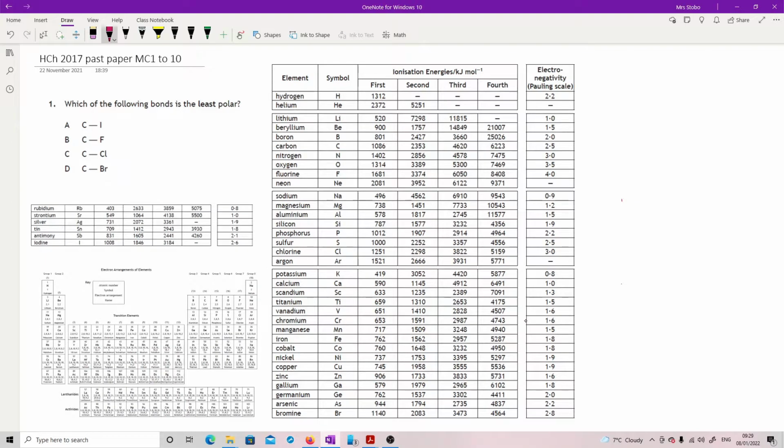Working the multiple choice questions 1 to 10. Okay, the 2017 past paper, just working the multiple choice questions 1 to 10 for the higher chemistry. Okay, which of the following bonds is the least polar?